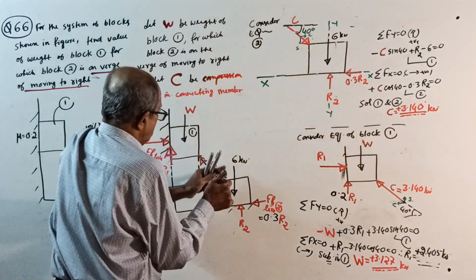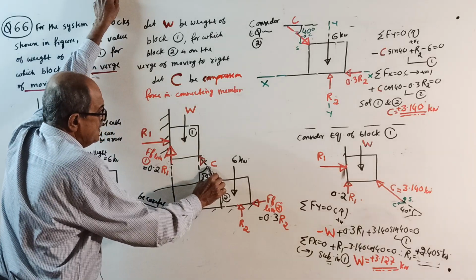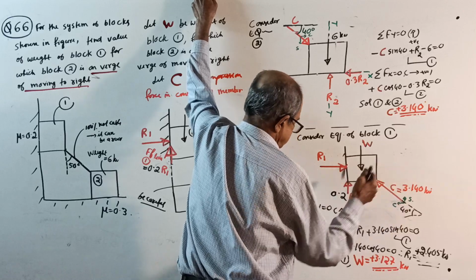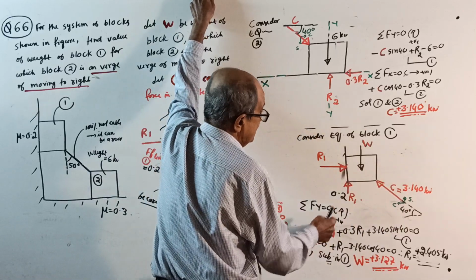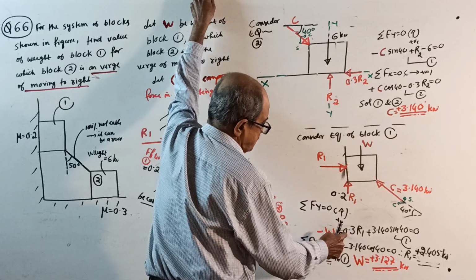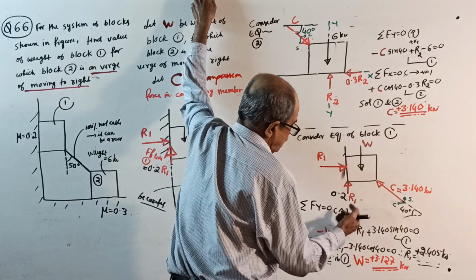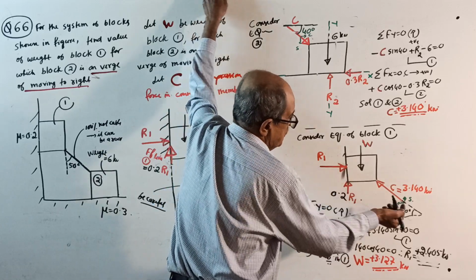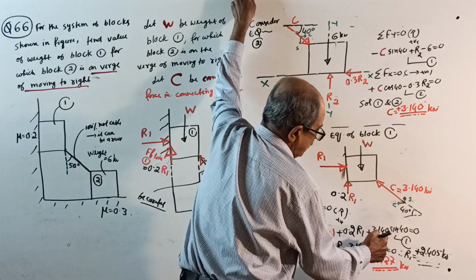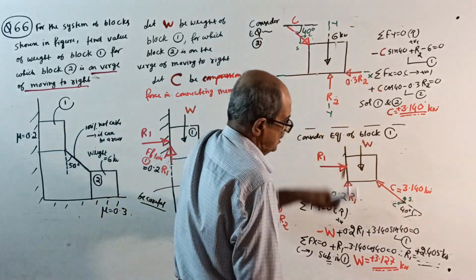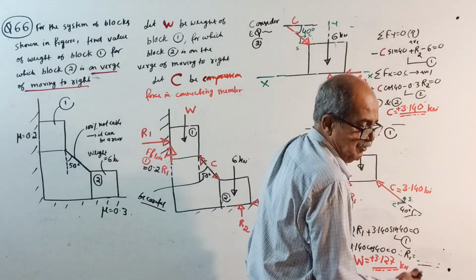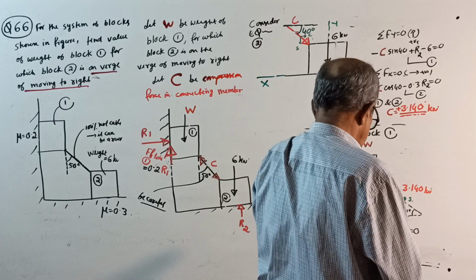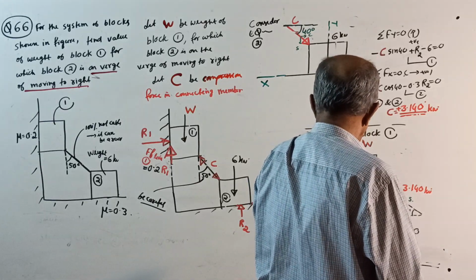And when you consider this equilibrium, this C is coming this way, 40 degrees, cos sine. Sigma Fy equals 0, what you get? Minus W plus 0.2 R1 plus C sine 40 equal to 0. Your R1 will come. I have to calculate it now because that value is wrong. R1 will come 0.2 into how much?